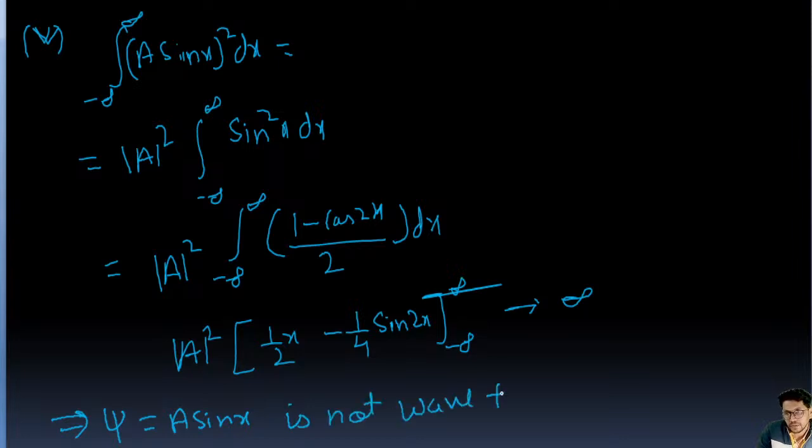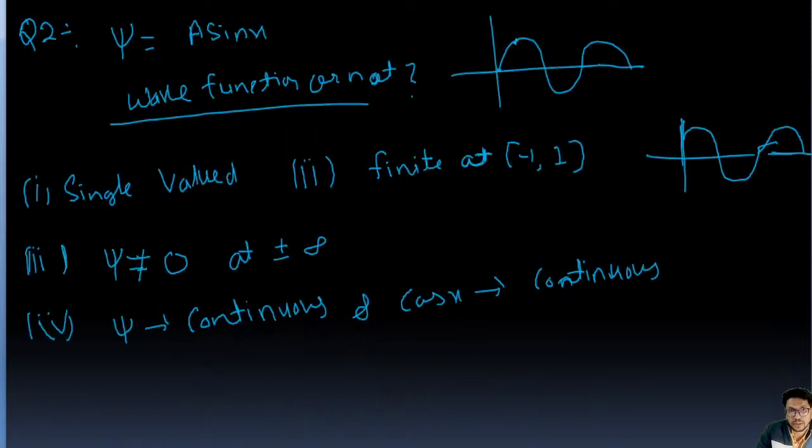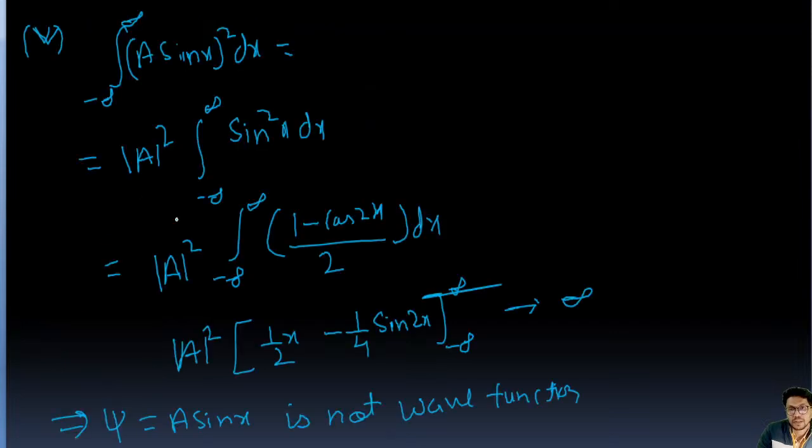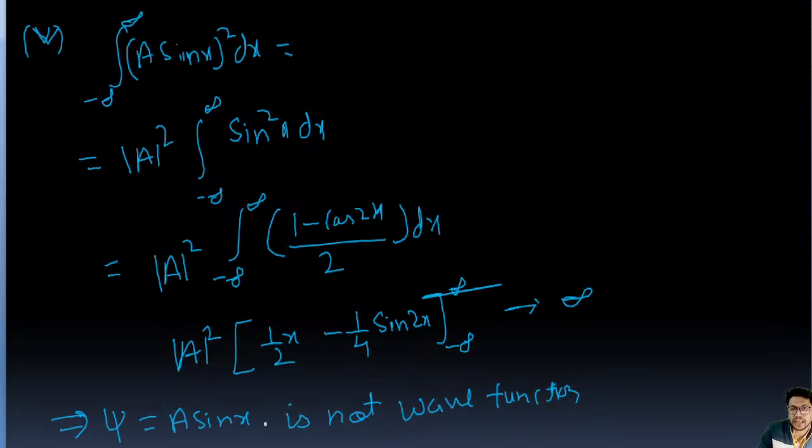This is the value of this integration from minus infinity to plus infinity. This is the sixth property, right? This is not giving a finite value, and that's why we can say psi equal to a sin x is not a wave function. We'll check the next now. Psi equal to this cannot be a wave function.